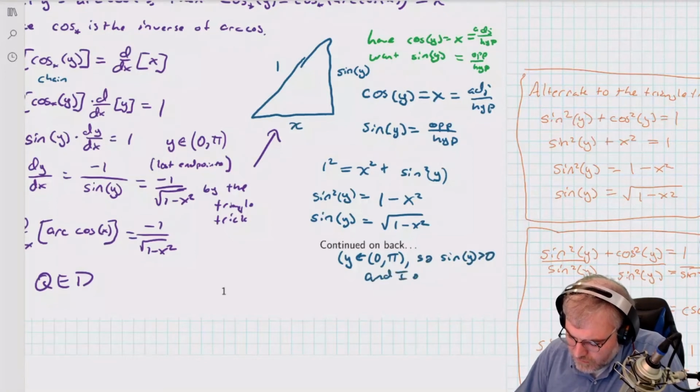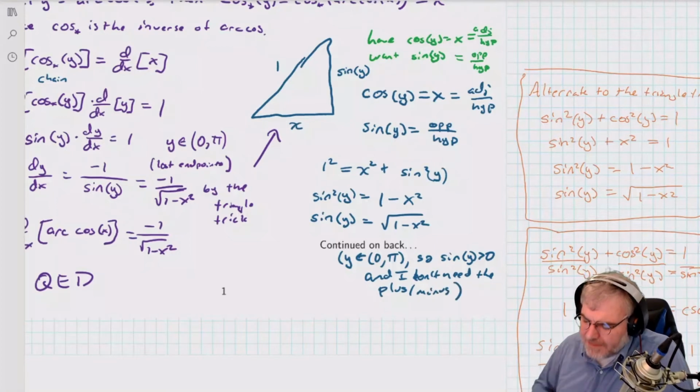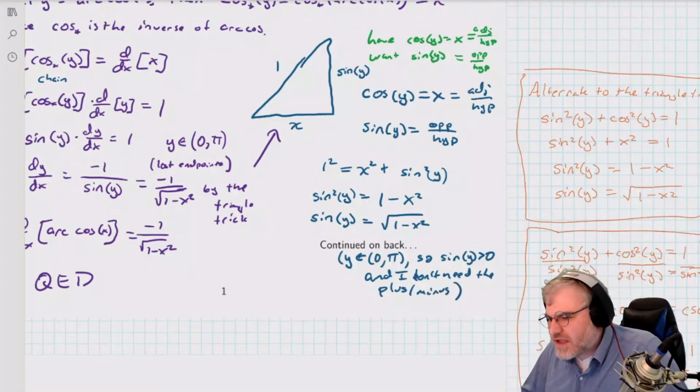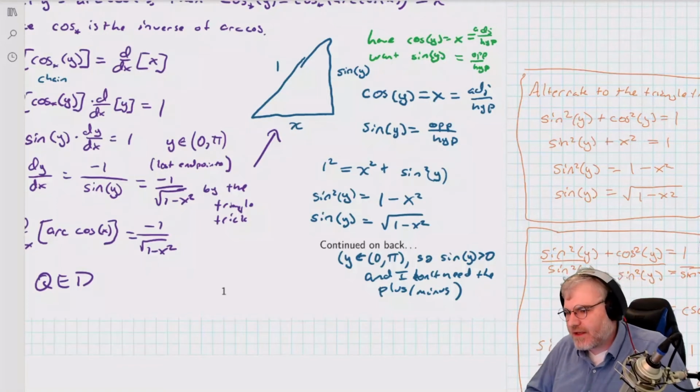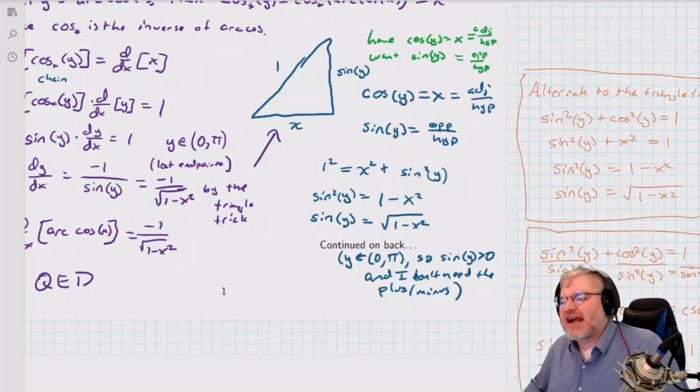I don't need the plus or minus. So that's one of those things that makes up the sufficient detail, if that makes sense, right? I just need enough.